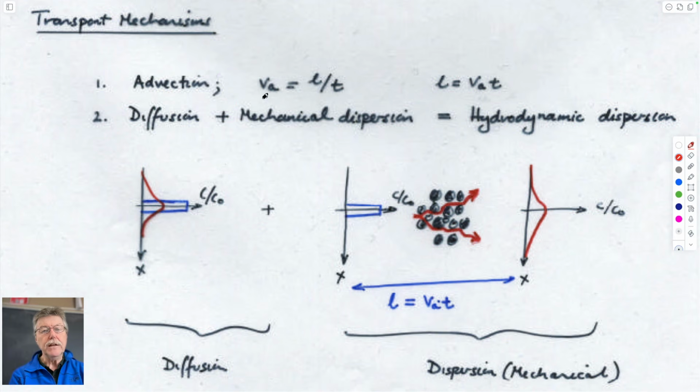The first you've already dealt with, right? We've put down these equations. The velocity is length traveled divided by the time taken to do it. And so it'll travel a distance given by the product of those two, perhaps, to first order anyway. But operating on top of this, we've got these other effects of both diffusion and mechanical dispersion.